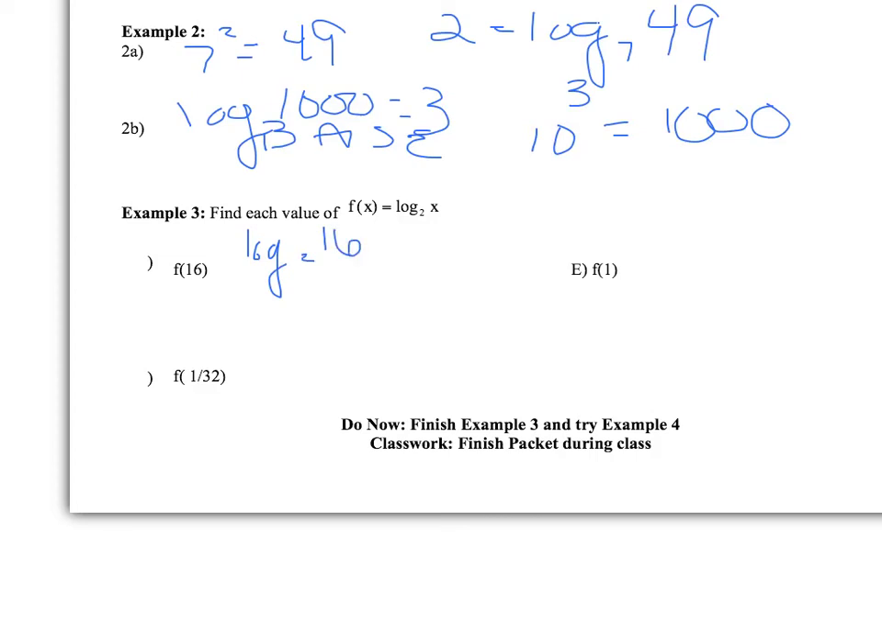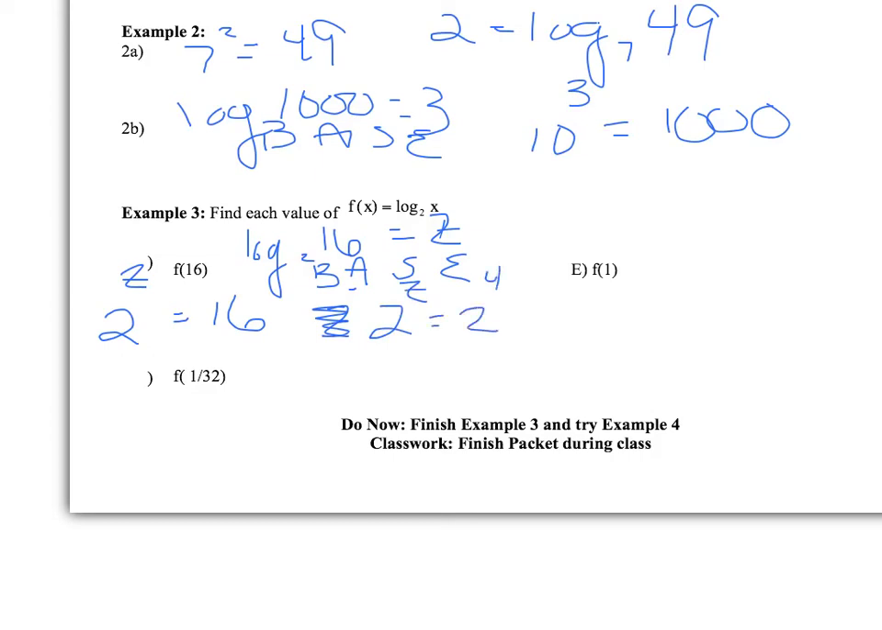Well, to solve that, I set it equal to a variable. I'm going to use z, something different than x. Now to solve it, you use base. So it's going to be rewriting it 2 to the z power equals 16. We know 16 is the same as 2 to the 4th. Since bases are the same, set your exponents equal. So f of 16 will equal 4.